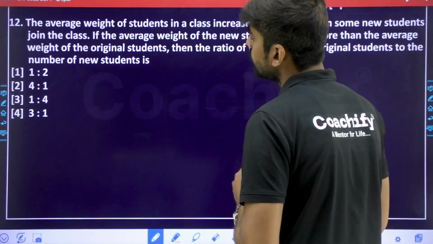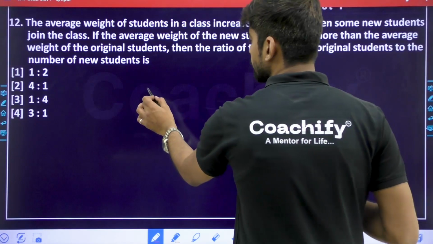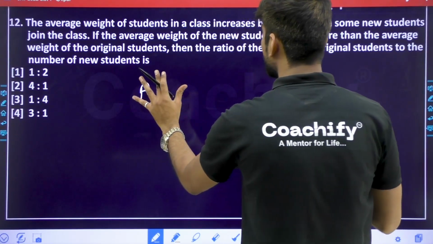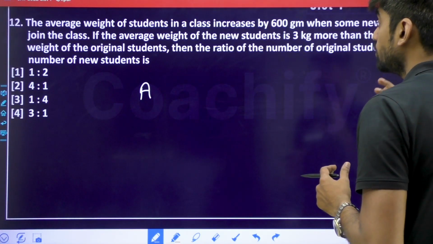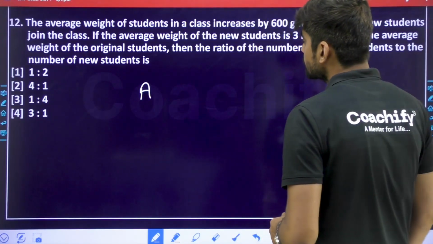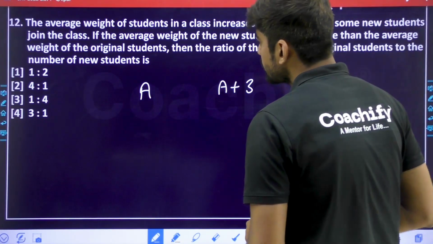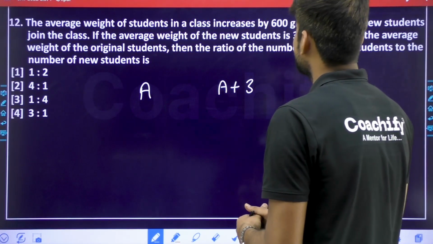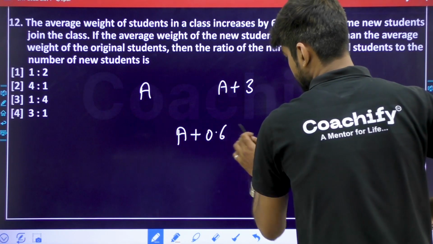So let's assume the original average of the original strength of the class was A. Okay, so that was my original average. Now some new students join the class and the average weight of new students is 3 kg more than the average weight of original. So the average weight of new students should be A plus 3 kgs. And the question says that the overall average of the class increases by 600 grams. That makes my result as A plus 0.6.